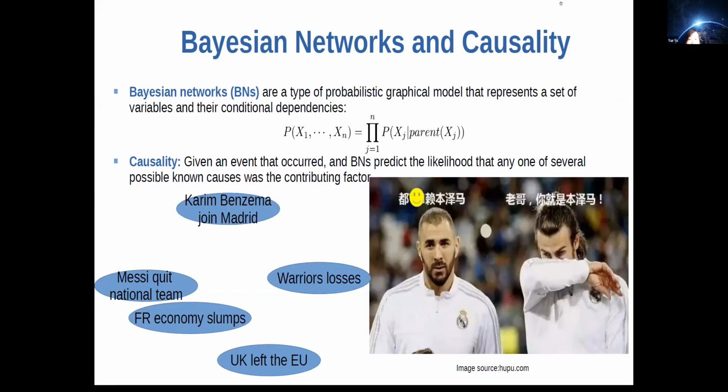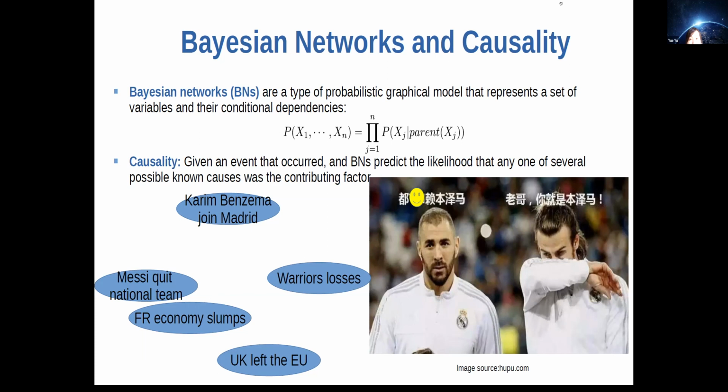So I don't know how many of you are soccer fans here. From this example, probably you can recognize these two soccer players. Now I'm going to use that as one example. If we have several events, for example, Karim Benzema joined Real Madrid, Messi quit the national team, the French economy slumps, the UK left the European Union. So what is the Bayesian network trying to do?